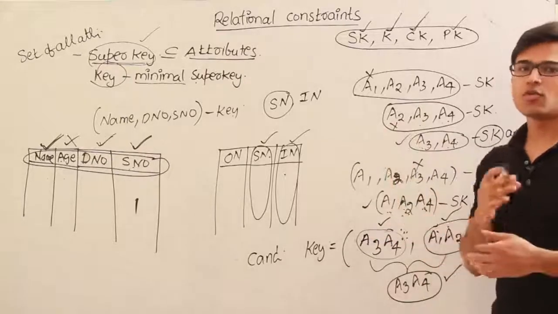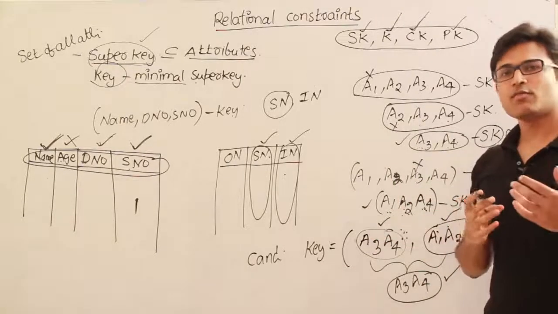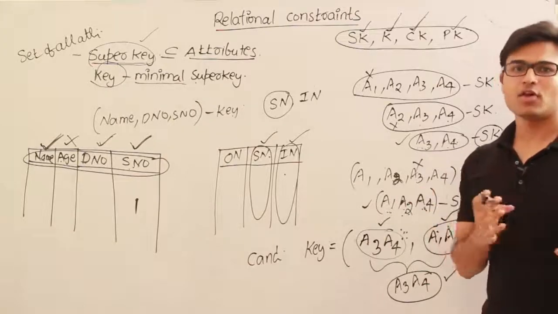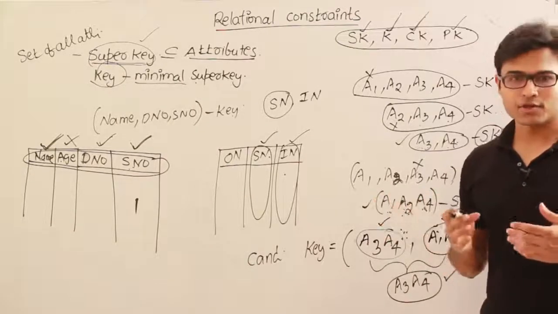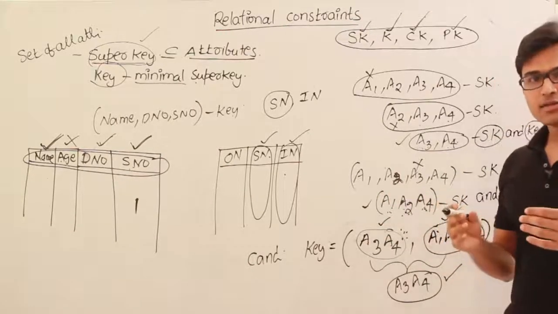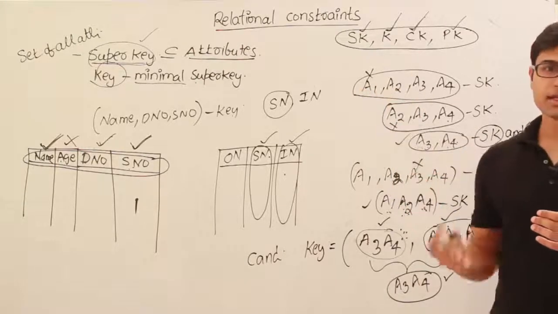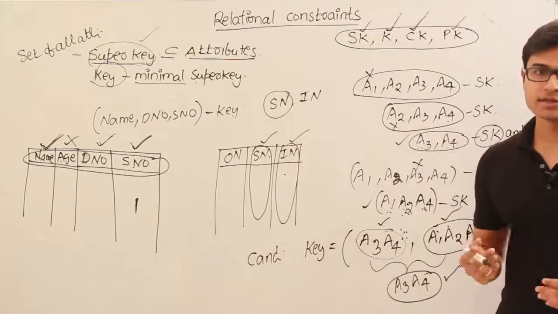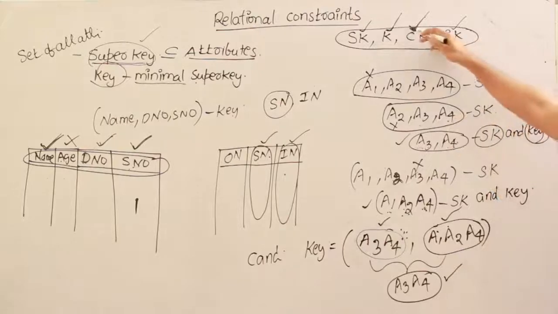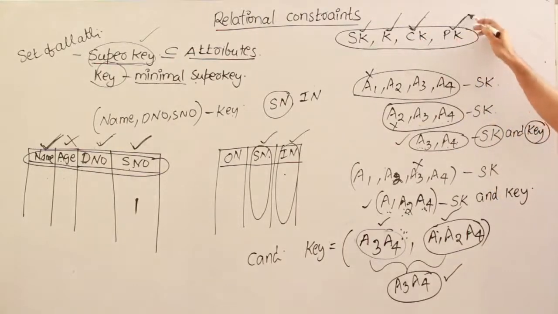So whenever we have more than one key, we call all of them together the candidate keys, because they are candidates eligible to be primary keys. That is why they are called candidate keys, right? And from the candidate keys, we are going to pick one of them, and it is going to be the primary key. Got it?